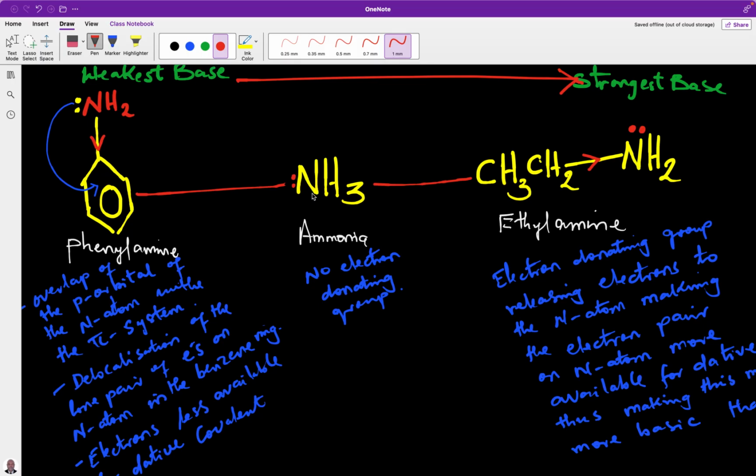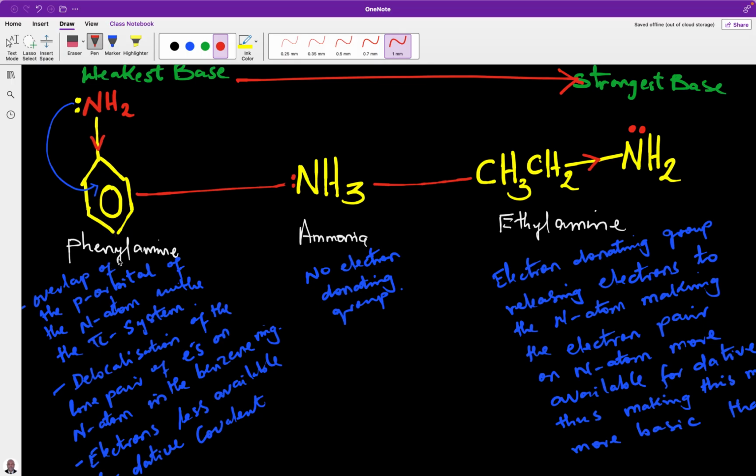Unlike in phenylamine, all electrons have been taken into the benzene ring. Electrons have flowed into the benzene ring as a result of the overlap of the p orbital of the nitrogen with the pi delocalized system of the benzene ring, and that leads to the delocalization of the lone pair of electrons on the nitrogen in the benzene ring. As you see the arrow, the electrons here have been moved into the benzene ring. The lone pair that would have been used for dative covalent bond has been moved back to the benzene ring and is delocalized there. For that reason, it makes electrons on the amine group less available. There are no electrons here that can be used for dative covalent bond, and it makes phenylamine less basic.